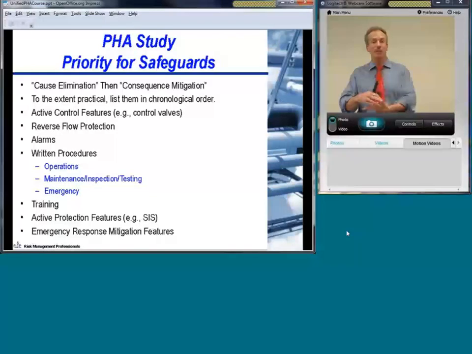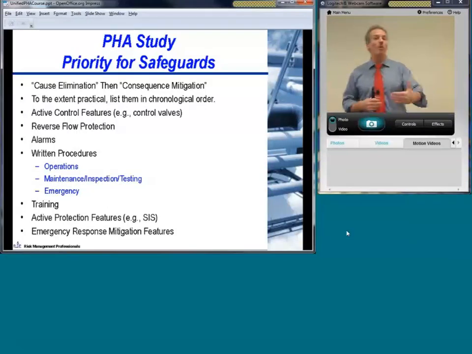Do they have to just push a button? Is the action clear? Do they know exactly what to do, and are they trained? Do they have to go out in the field to turn something? Is it a 30-inch valve that might take a little bit to close? These are things that have to be considered when you credit alarms.